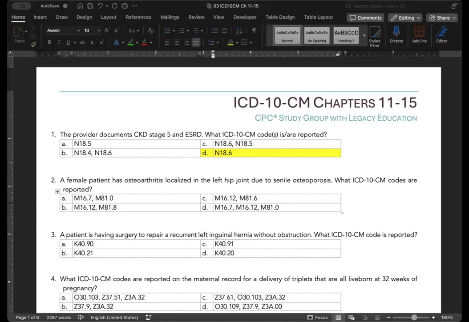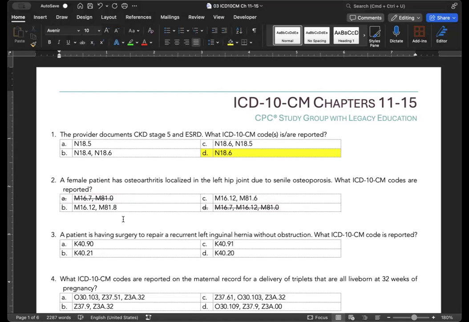M16.7 is other unilateral secondary osteoarthritis of the hip, and M16.12 is unilateral primary osteoarthritis of the hip. So which one do you think we should use, M16.7 or M16.12? Yep, M16.12. So we're going to rule out A and D. Then we just need to decide, do we need M81.8 or M81.6?